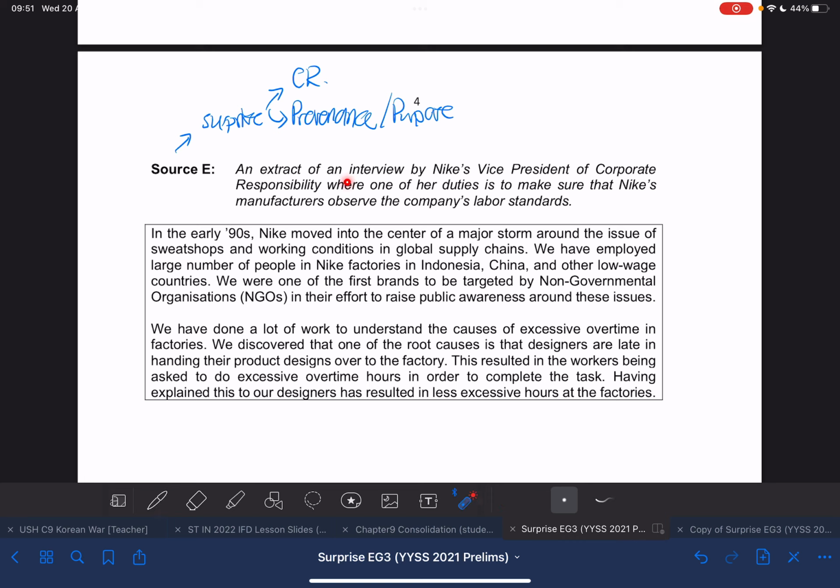It says, an extract of an interview by Nike's Vice President of Corporate Responsibility. What's the meaning of corporate responsibility? Okay, so two parts. Corporate means it's like the business, and responsibility means what are the rules that you should follow as a company. Every company nowadays has this thing called corporate responsibility, or it's also called social responsibility, which describes the things that this company should or should not do. Okay, so this is an interview with the Nike Vice President, where one of her duties is to make sure that Nike's manufacturers observe the company's labor standards.